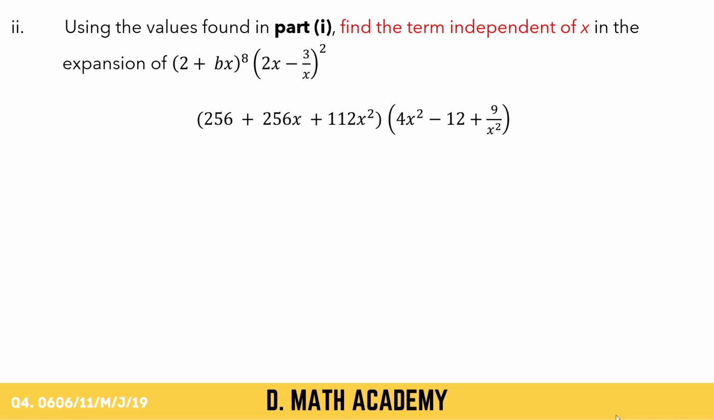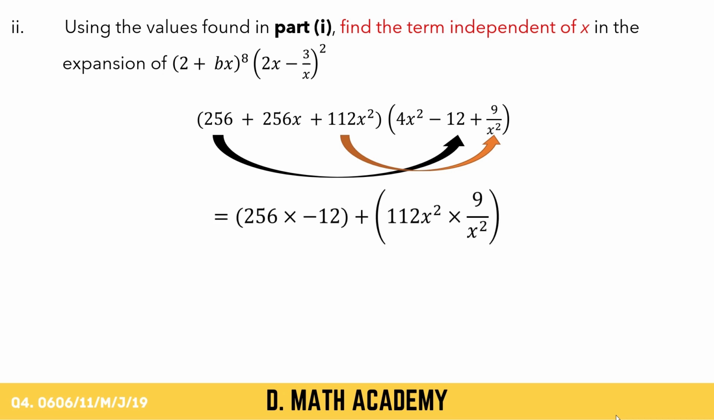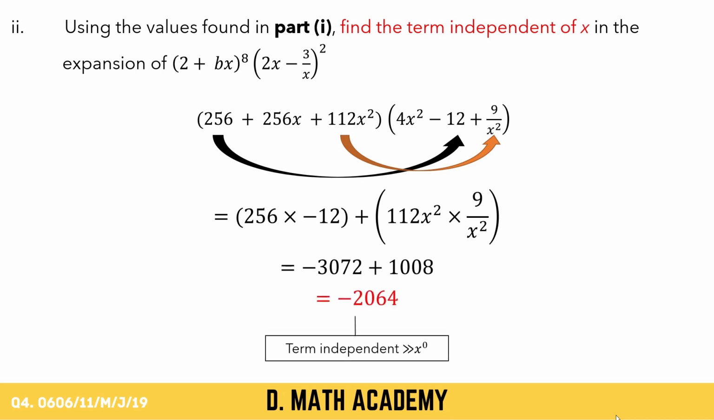So I took 256 multiplied with −12. I also took 112x squared multiplied with positive 9 over x squared. You will get the results as negative 3072 plus 1008. Add these two up, you will get negative 2064 as the term independent. So remember, take note of the signs, whether the values that you're using are positive or negative, to avoid any occurrence of silly mistakes.